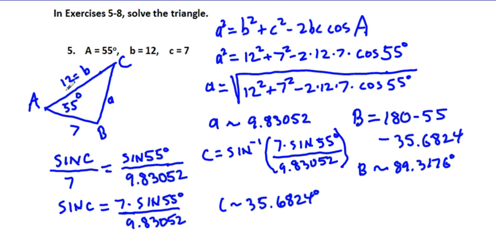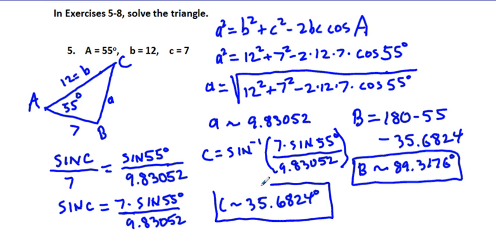It should be our largest angle, which makes sense because that's the largest side, so the angle opposite the largest side is going to be the largest. So that'll be our angle B that we got by subtracting from 180. We have angle C, which we got using law of sines, and we had angle A. We needed to get this side A, 9.83052. Anyway, these three problems should give you a good idea of how to do all the problems in this set.